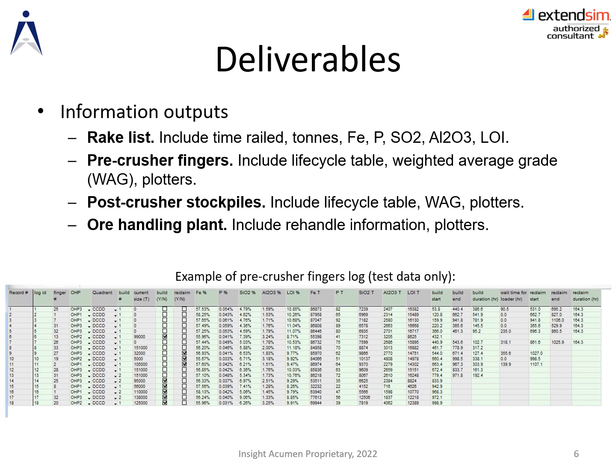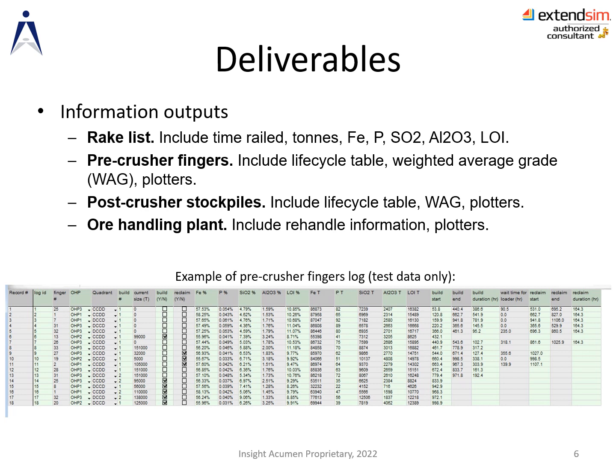All right, another key deliverable was information outputs. So key information outputs were rake list, and this list included the time railed, the tons, and some key components, and they were iron, phosphorus, silica, aluminium oxide, and LOI, which is loss on ignition. And you can actually see these particular components in the pre-crusher fingers log below. So percentages as well as tons in that example below.